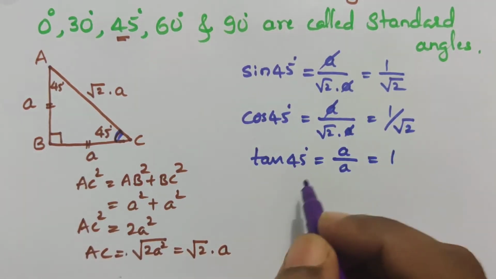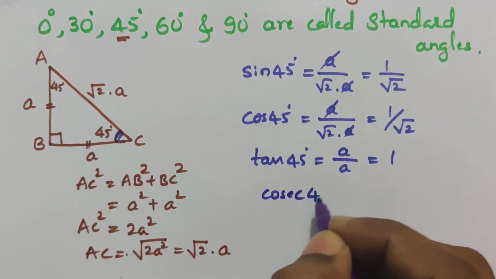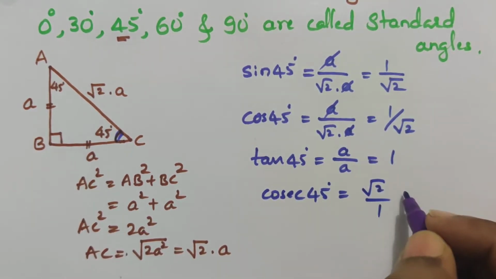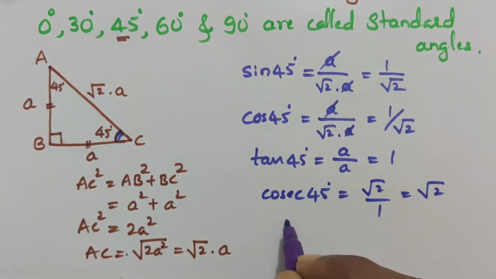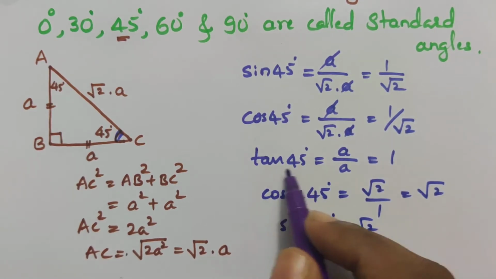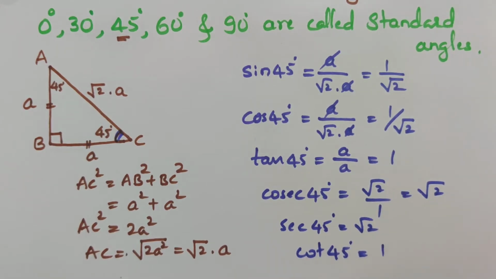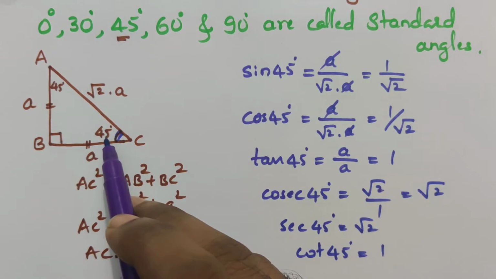So now you can easily write the reciprocals. Reciprocal of sine is cosec, so cosec 45 is the reciprocal of this, that means root 2 by 1, which is just root 2. In the same way, sec is the reciprocal of cos, so sec 45 is also root 2. Reciprocal of tan is cot, so cot 45: if tan 45 is 1, the reciprocal of 1 is 1 itself. So this way we found the trigonometric ratios for 45 degree.